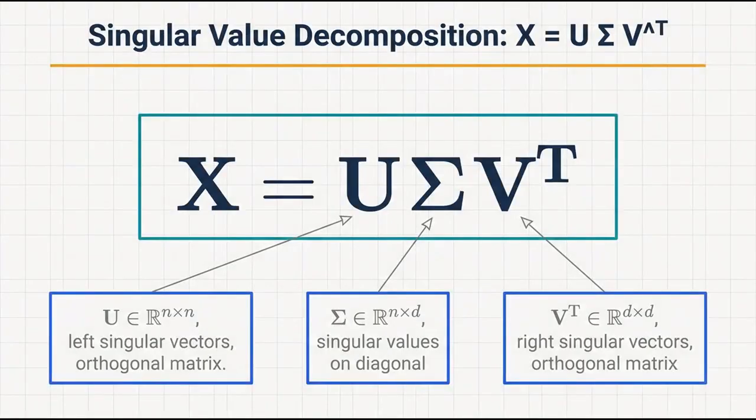Singular value decomposition factorizes our centered data matrix X directly. X equals U times sigma times V transposed. Here U, which is an element of the real numbers of dimension n by n, and V, which is an element of the real numbers of dimension d by d, are orthogonal matrices containing the left and right singular vectors, and sigma, which is an element of the real numbers of dimension n by d, contains the singular values sigma sub i along its diagonal.